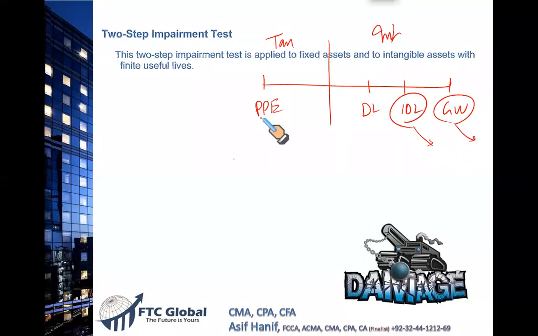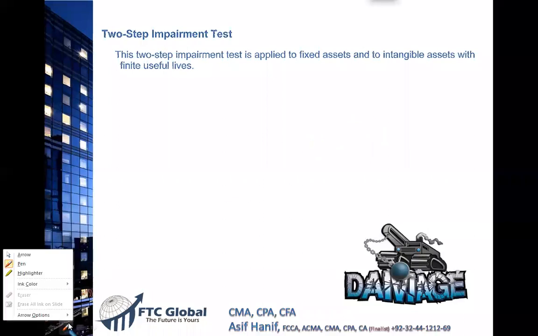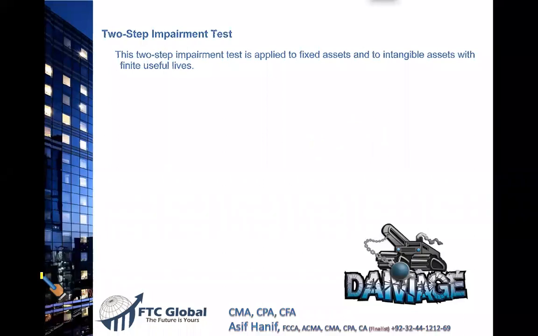Now we are going to discuss the impairment of property, plant, and equipment, your tangible assets, and the impairment of an intangible that has a definite life. So these are the areas we'll be discussing. First, let us grasp the idea: what is impairment? What basically is impairment?